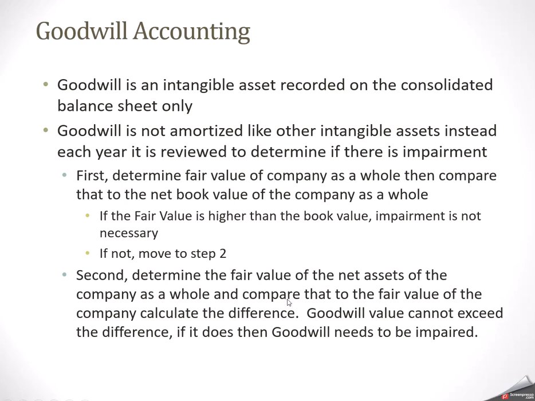If it's not, then we go to step 2 and we look at the fair value of the net assets of the company as a whole, and then compare that to the fair value of the company. So the fair value of the assets versus the fair value of the company, and then whatever that difference is, we're going to compare that to our goodwill value. I think step 2 doesn't say it in here, but I believe it's excluding the goodwill. So just the fair value of the assets compared to the fair value of the company, again excluding goodwill, and whatever that difference is would be the value of goodwill. If our goodwill on our books is higher than that, then it would be impaired. If it's not, it would be fine.